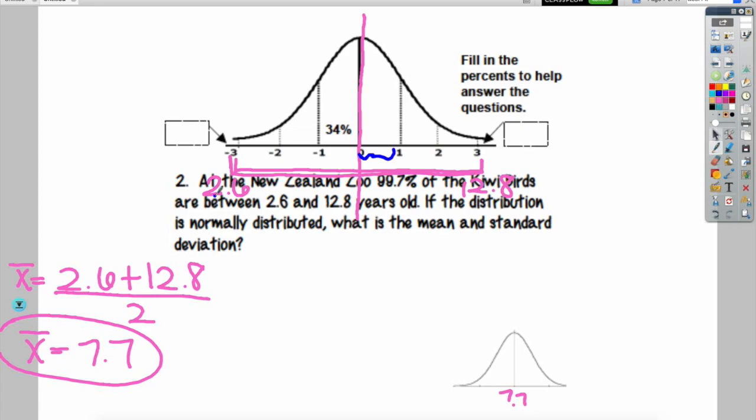By doing the same concept, instead of using the mean, we use the upper third standard deviation, subtract it from the lower third standard deviation, and then divide it by however many standard deviations lie in between them. That is 1, 2, 3, 4, 5, 6.